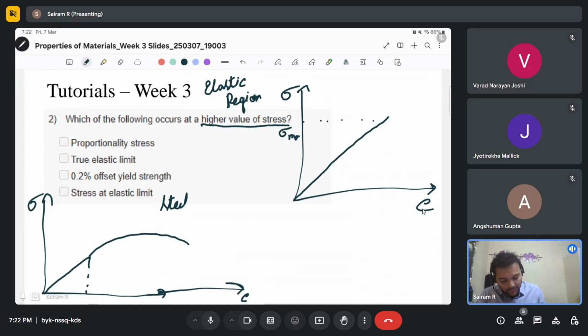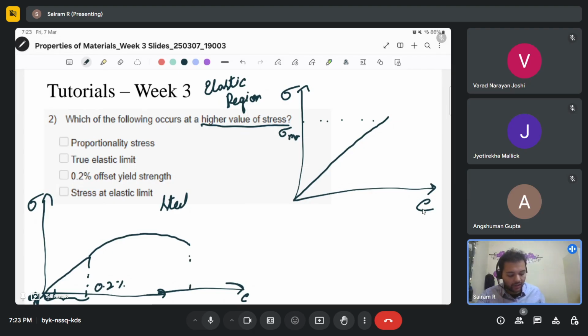The strain corresponding to the maximum value of stress within the elastic region, this area is called the offset, and this value of strain corresponds to 0.2% of the total yielding. So let's say, if this, I have definitely not drawn to scale.